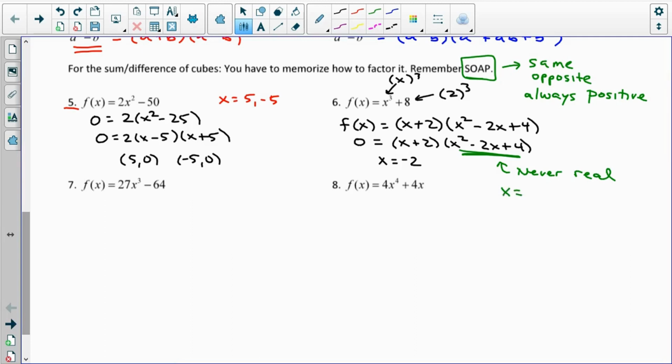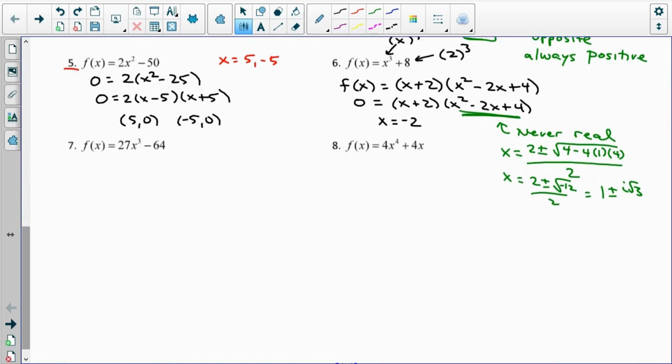But x equals negative b plus or minus the square root of b squared minus 4ac all over 2 times a. So in this case, my other x-intercepts, which are imaginary, would be 2 plus or minus the square root of negative 12 over 2, which simplifies to 1 plus or minus i root 3. So those are my imaginary roots, comma 0, of course.